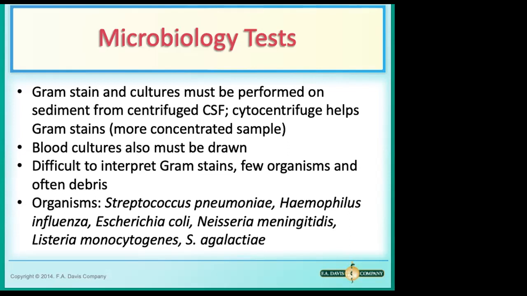Okay. So these are some of the organisms that we are concerned with. We are concerned with Streptococcus pneumoniae, which is a gram-positive cocci, Haemophilus influenzae, Escherichia coli, Neisseria meningitidis, the gram-positive cocci Streptococcus agalactiae, and the gram-positive Listeria monocytogenes can be encountered in newborn babies. Okay. Any questions?